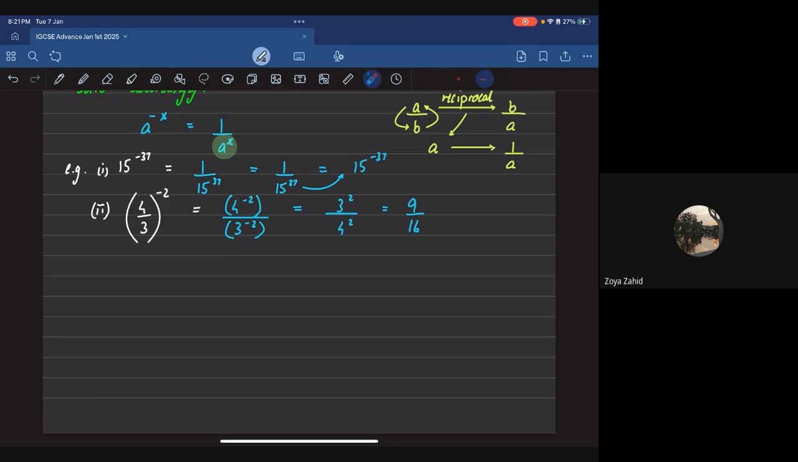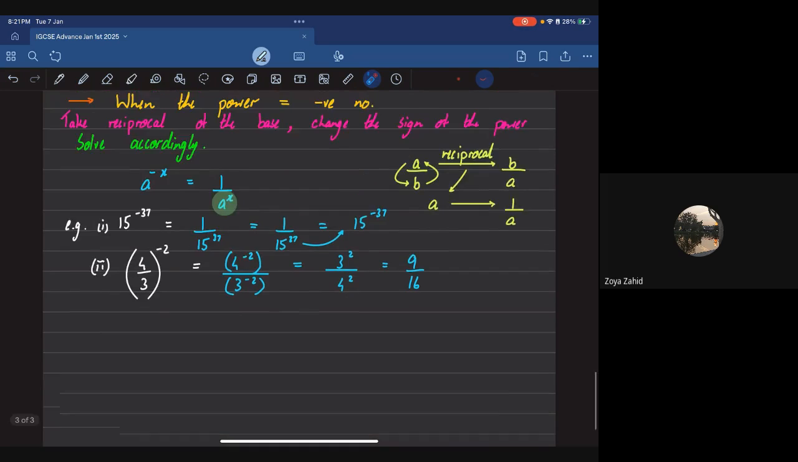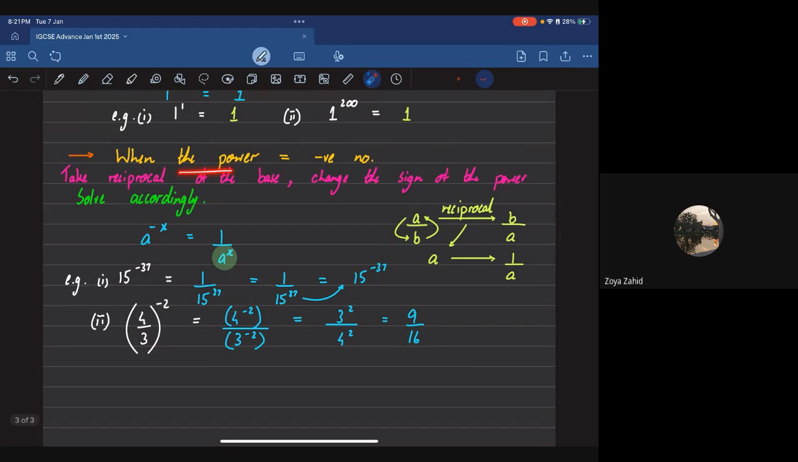Is this clear? Kindly do make sure that wherever your base is, you just switch its place. So if it's in the denominator, make sure it goes into the numerator. If it's in the numerator, make sure it goes into the denominator, considering that we have the power as a negative number. All right, so that is good.